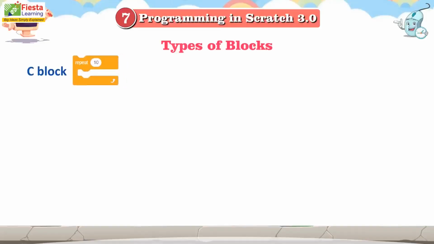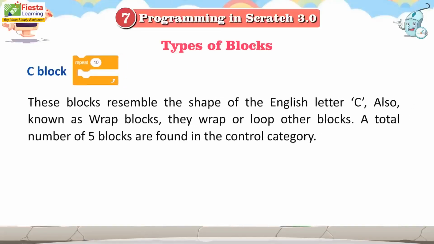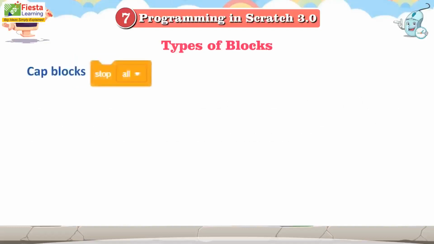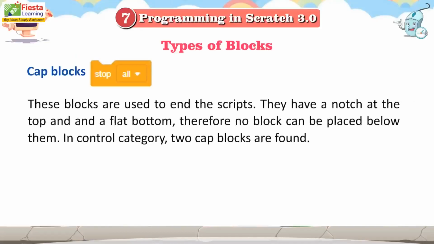C block. Repeat 10. These blocks resemble the shape of the English letter C, also known as wrap blocks. They wrap or loop other blocks. A total number of 5 blocks are found in the control category. Cap blocks. Stop all. These blocks are used to end the script. They have a notch at the top and a flat bottom. Therefore, no block can be placed below them. In the control category, 2 cap blocks are found.